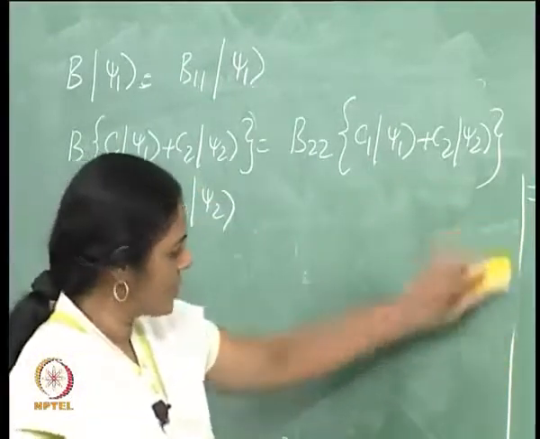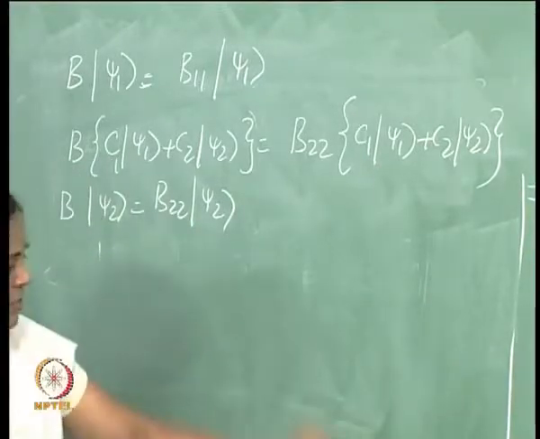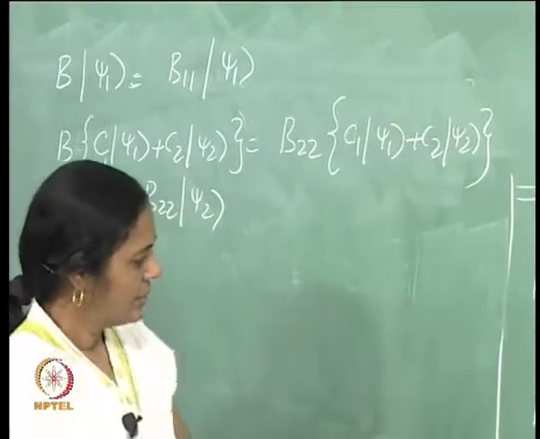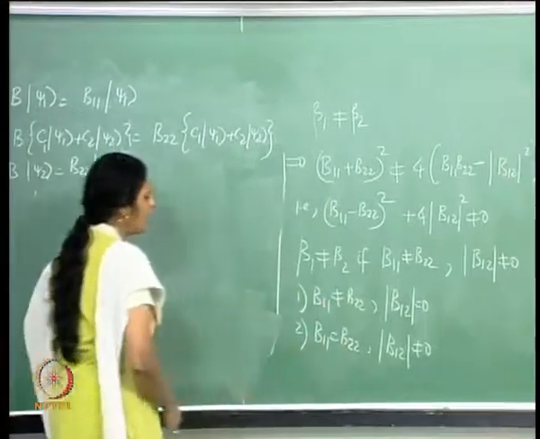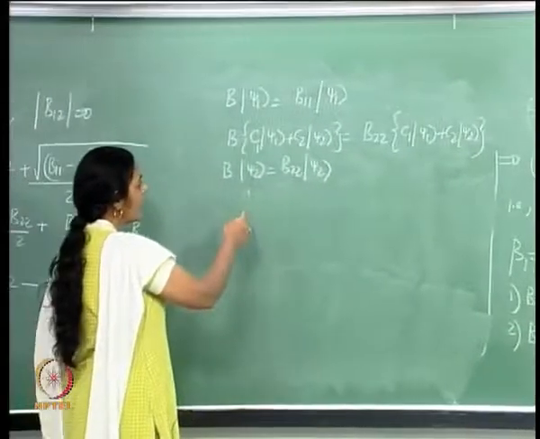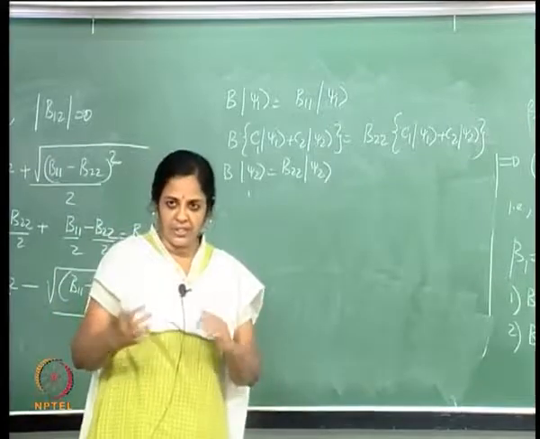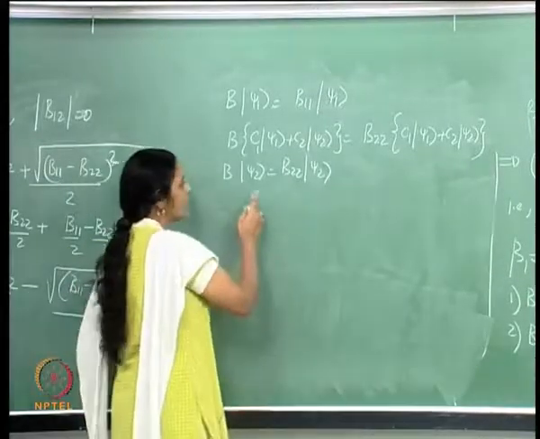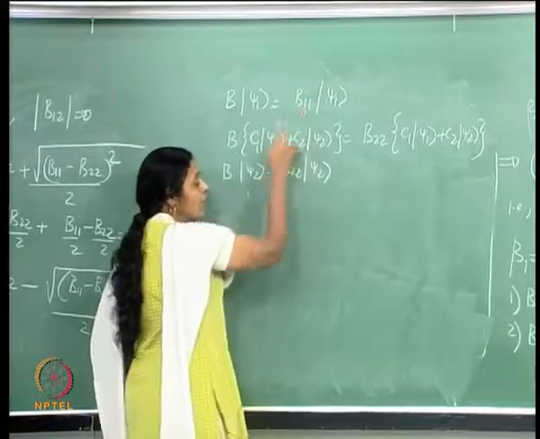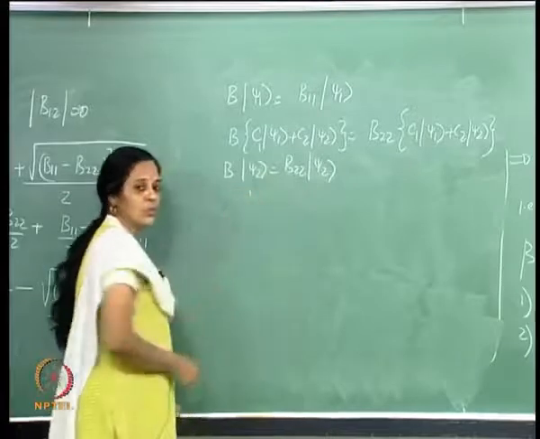What is it that I have established? I have looked at a very specific case where B11 is not equal to B22 and B12 is equal to 0, and I have shown that there are two eigenvectors psi 1 and psi 2 which are eigenvectors of B, except that the degeneracy is now lifted. One of them comes with eigenvalue B11 and the other comes with eigenvalue B22.